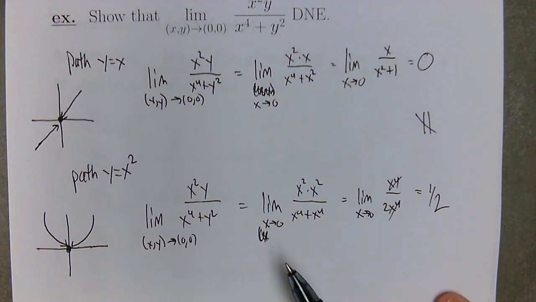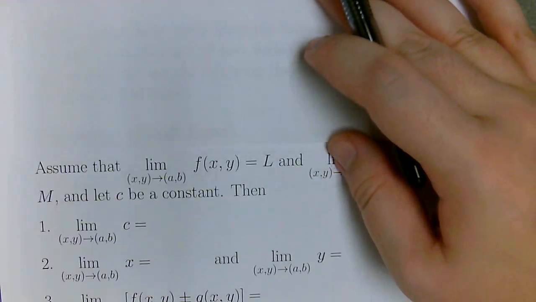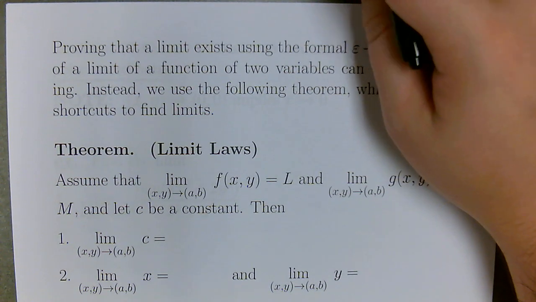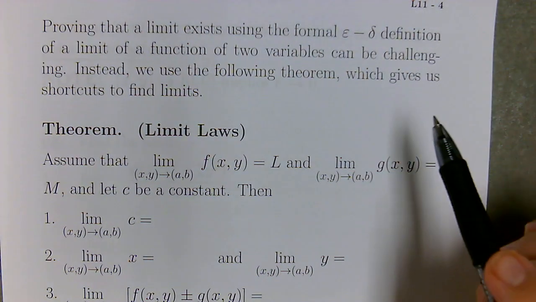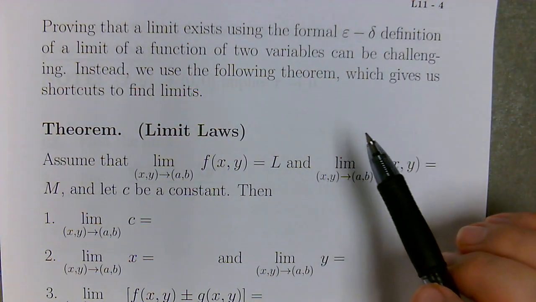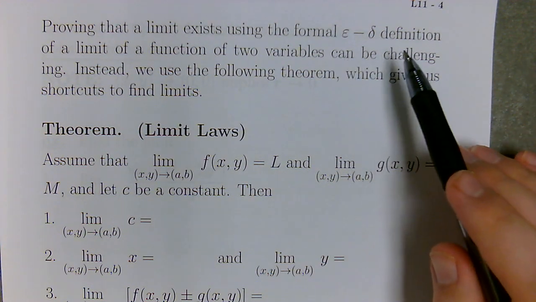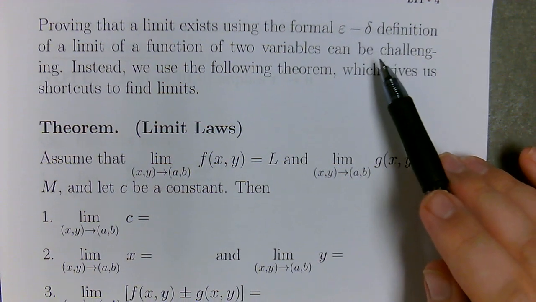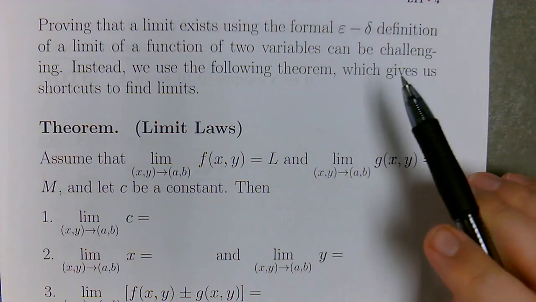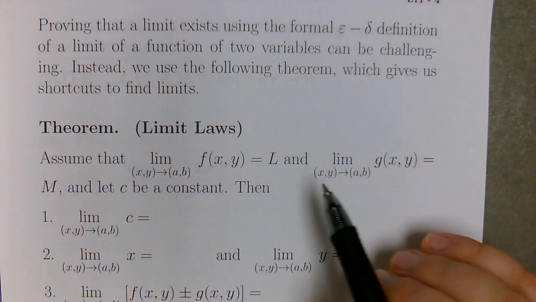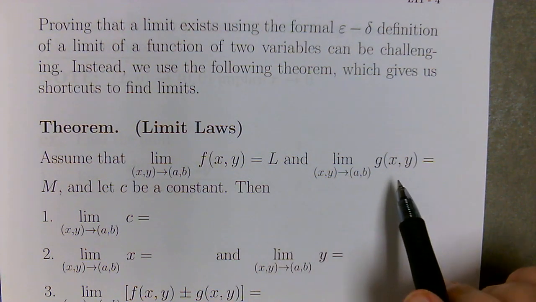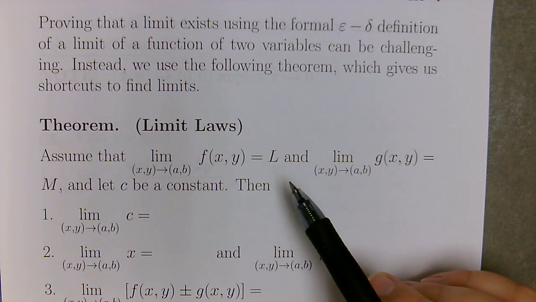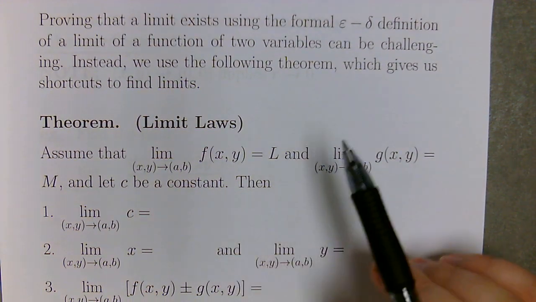All right, let's continue on here. Now, the nice thing that we do know is that just like in Calc 1, we have limit laws to help us. In order to show a limit would exist from scratch, we need to use epsilon delta, like I was saying, and that tends to be rather difficult. So what we're going to do is take limits that we know exist, like maybe limits of polynomials or things like that, and combine them using limit laws.